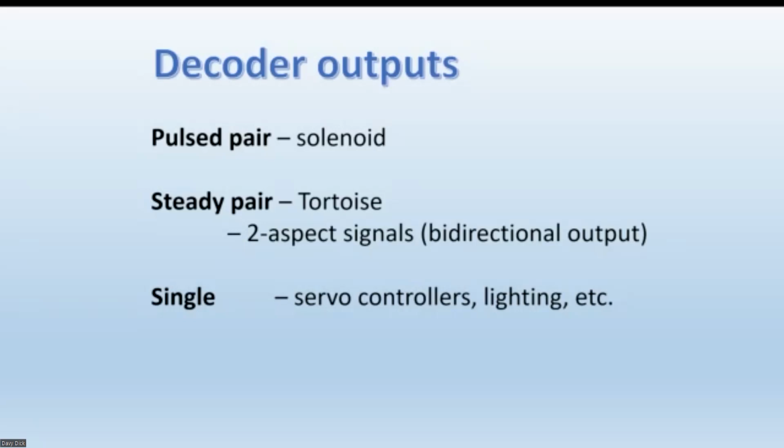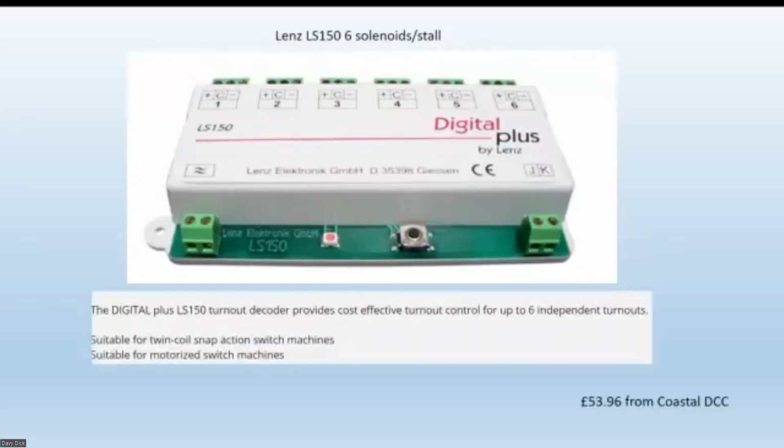And then finally, there's decoder outputs with single outputs designed for just bringing on one lead or connecting to relays or servo controllers, that kind of thing. So these are all available commercially at a price. There's one there, there's 6 solenoids for 54 quid. It can handle both motorized, in other words, tortoise ones, or solenoid at a price.